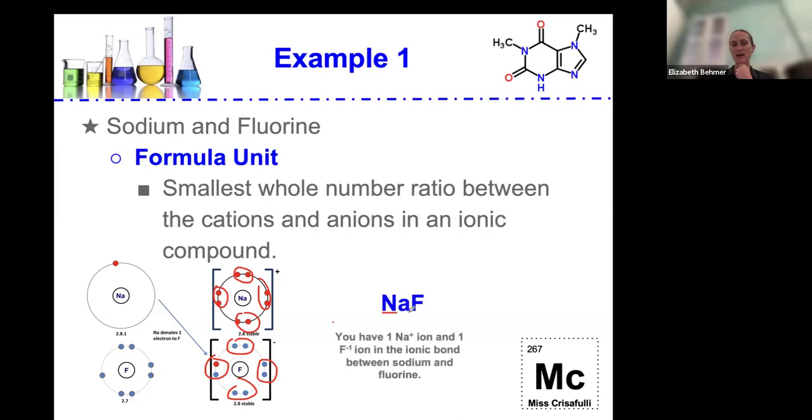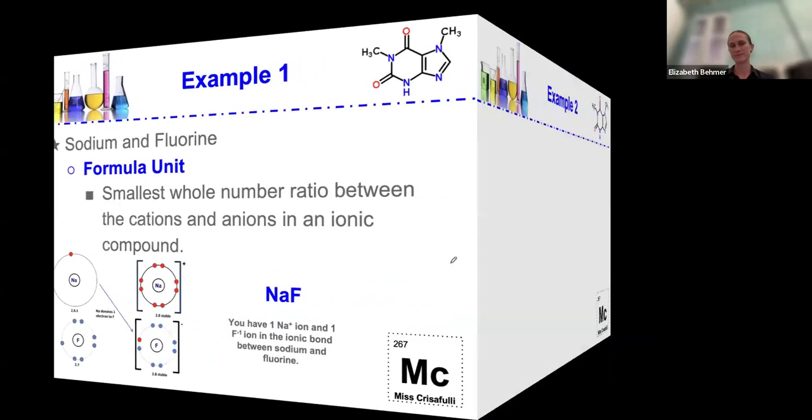So this is how we'll write sodium fluoride. You have 1 sodium ion and 1 fluorine ion in the ionic bond between sodium and fluorine. So this is how you would write the formula unit, NaF, sodium fluoride.